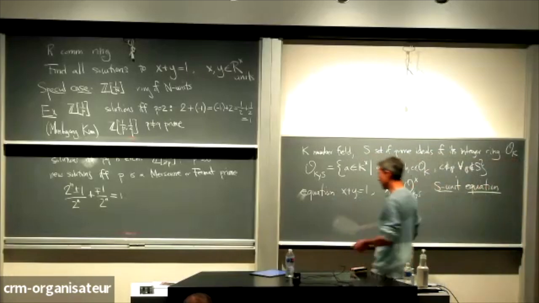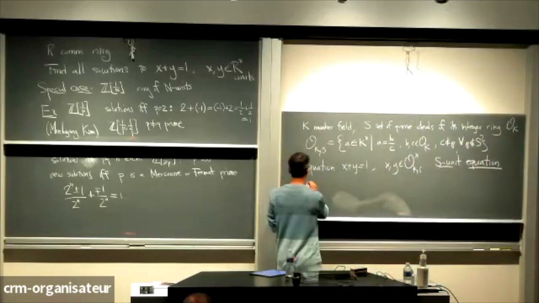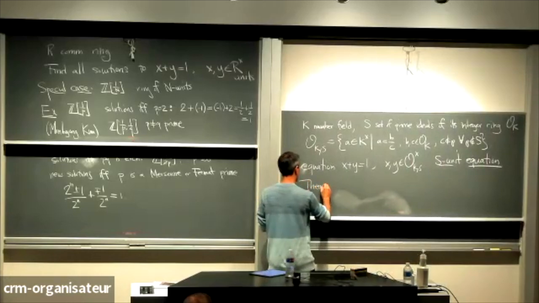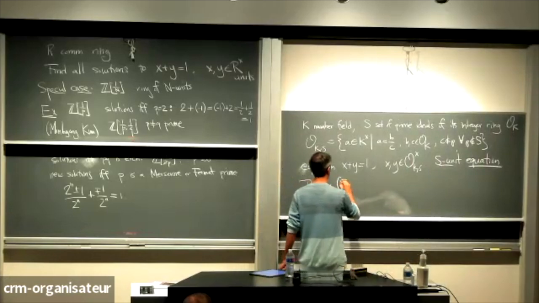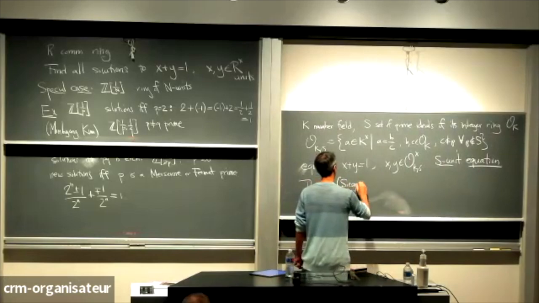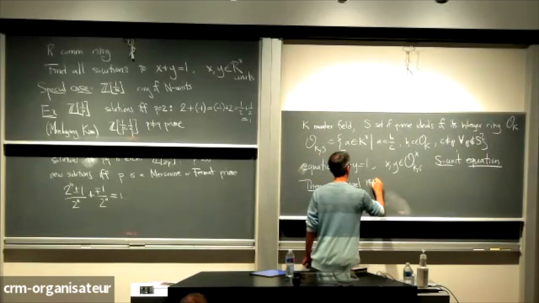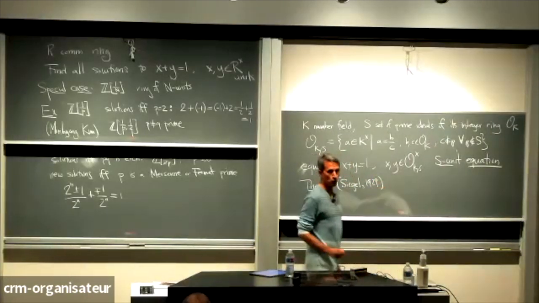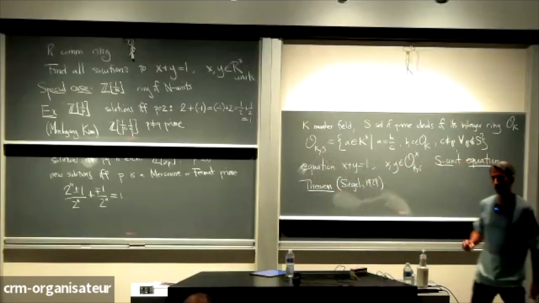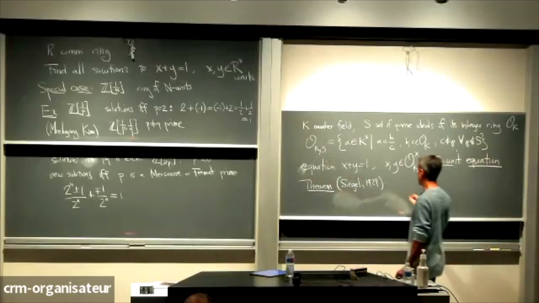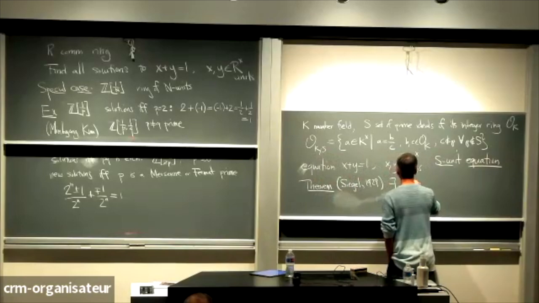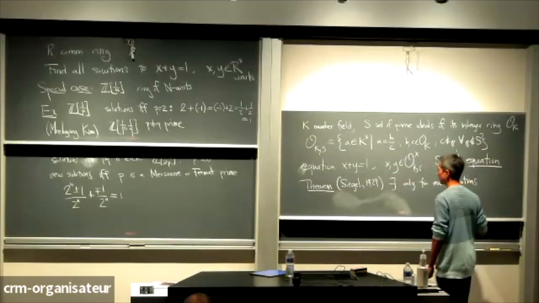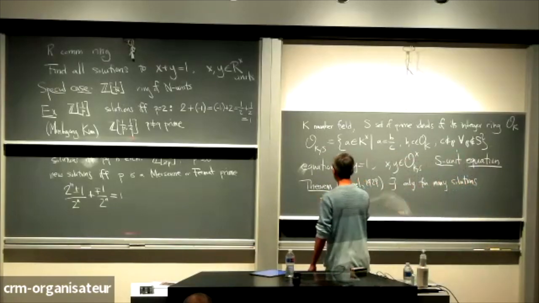And back in 1929, in a more general theorem in fact, Siegel proved that there are only finitely many solutions for a given K and S. So there exist only finitely many solutions to the S-unit equation in K for a given K and S.